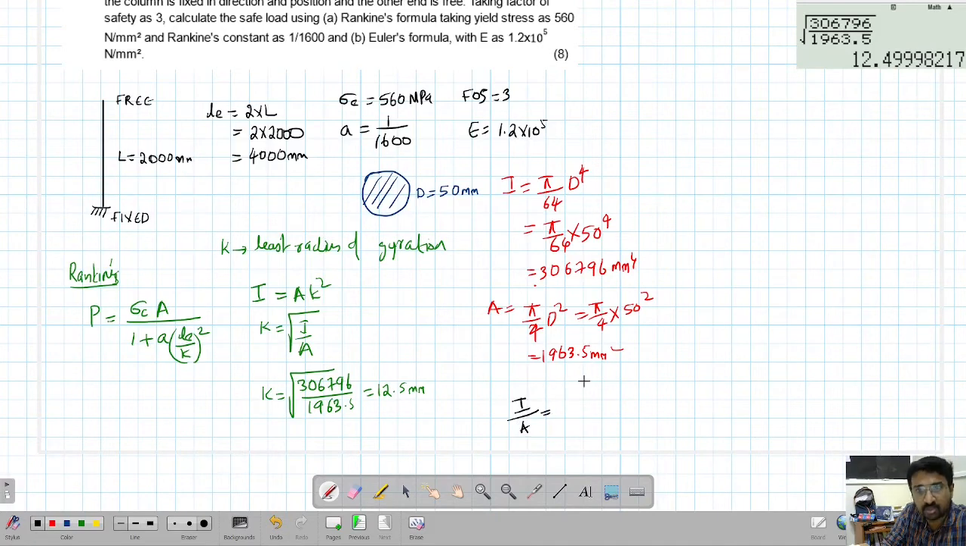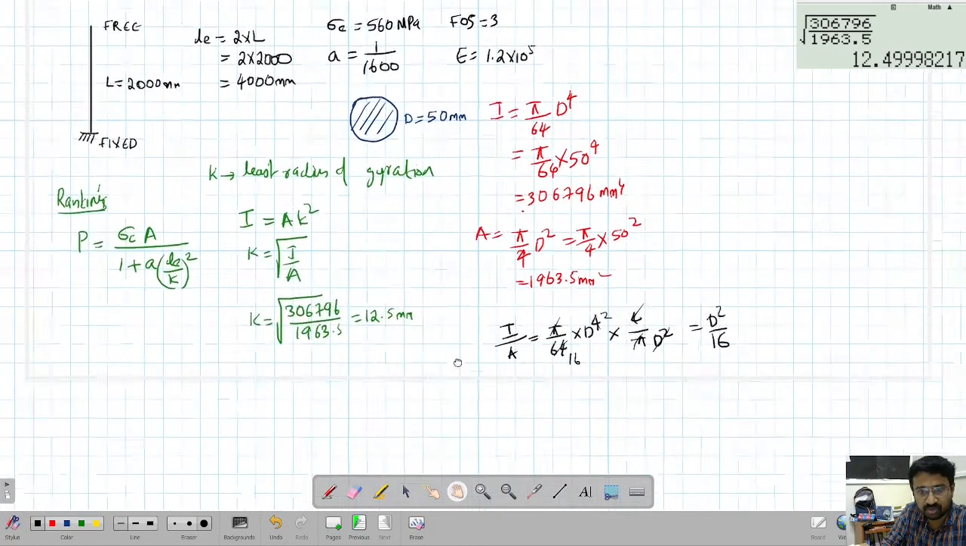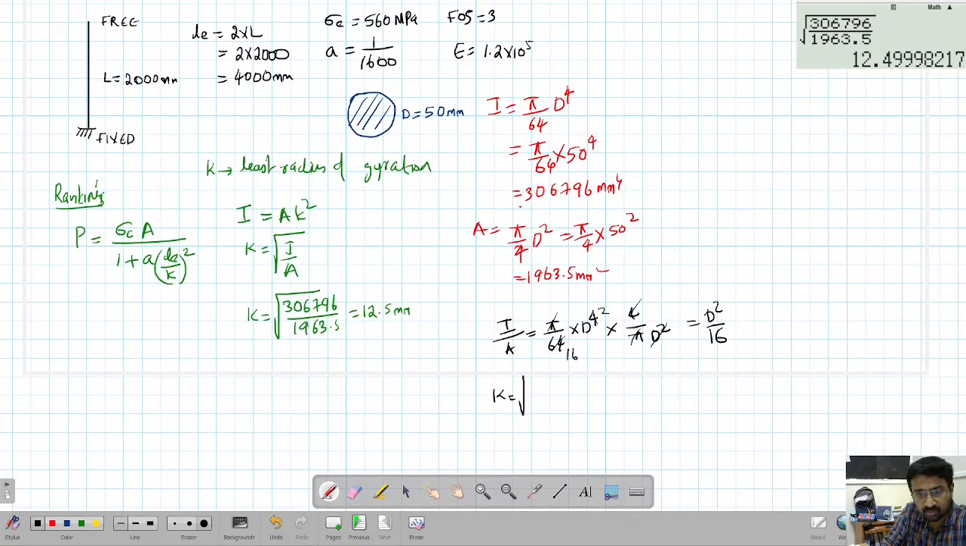I by A is nothing but pi by 64 into d to the power 4 over A, so I by A is 4 upon pi into d square. We can cancel this pi, and cancel the 4 with 16, so then d square over d square, this comes to be d square upon 16. So what will be the value of k? k is nothing but under root I by A, which is under root of d square by 16, equal to d by 4. In our case, d is 50, so 50 by 4 equals 12.5.